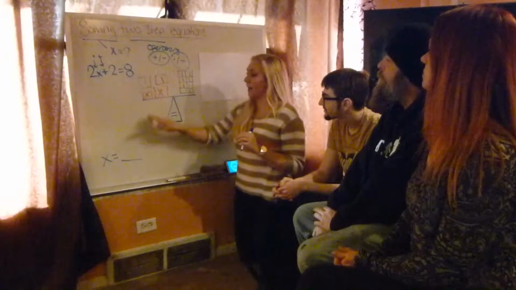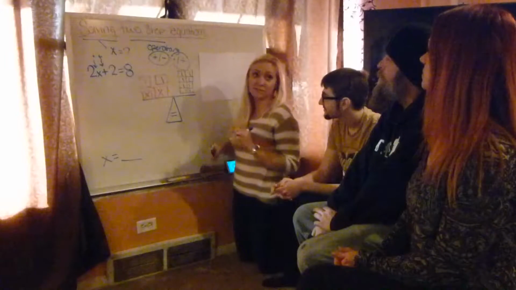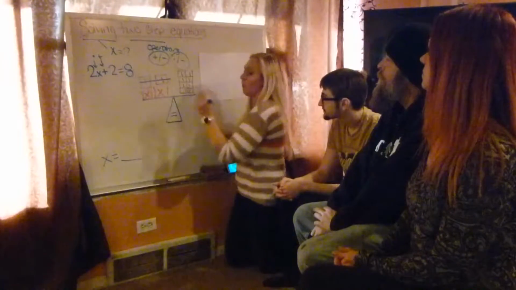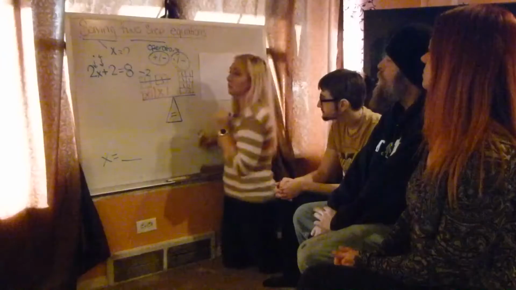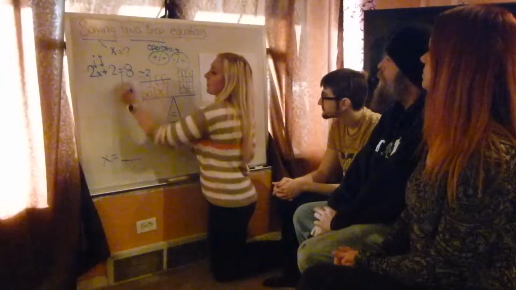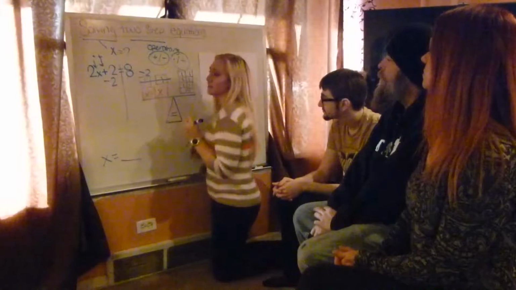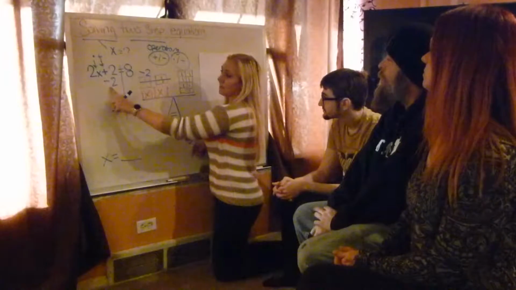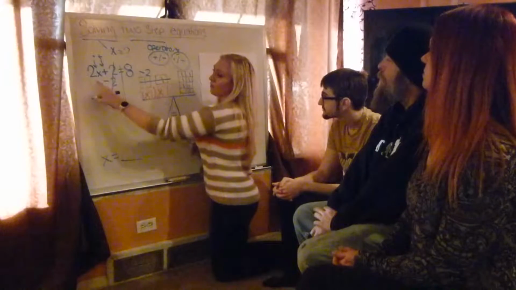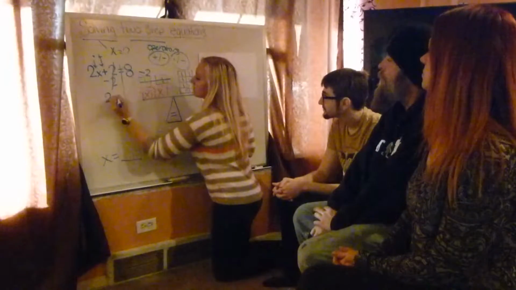And so in order to do that, we're going to take away these 1's first. So we're going to take away both 1's. So that's going to be minus 2 1's. So we're going to do that over here. We're going to take away 2 1's. And you've got a positive 2 and a negative 2. So those are going to cancel out, and all you've got left is that 2x piece.